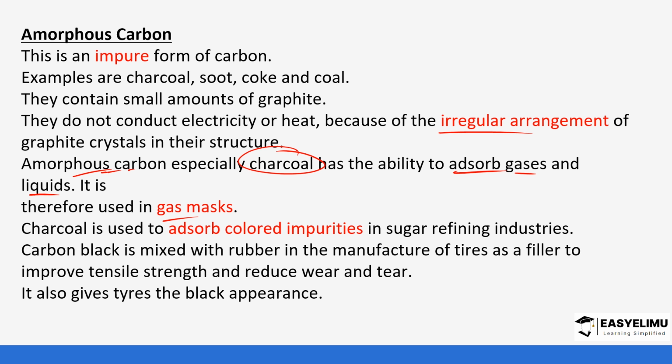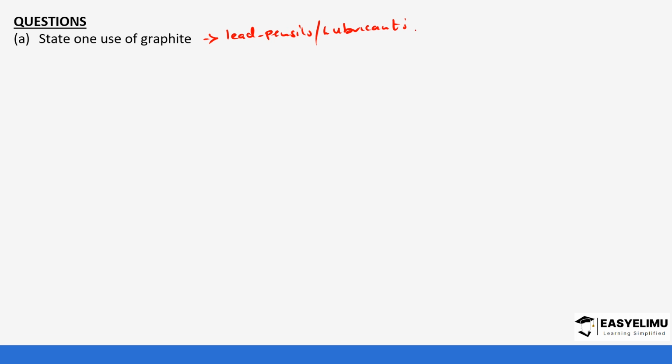So you can be taught to mention some of these uses of these amorphous forms of carbon. Make sure you are able to remember at least the most common ones: charcoal being used to absorb gases in gas masks, and also charcoal being used to remove impurities in sugar refining. So let's look at a few questions. So one use of graphite is to make lead pencils. We also said it can be used to make lubricants, and also it can be used as an electrode.